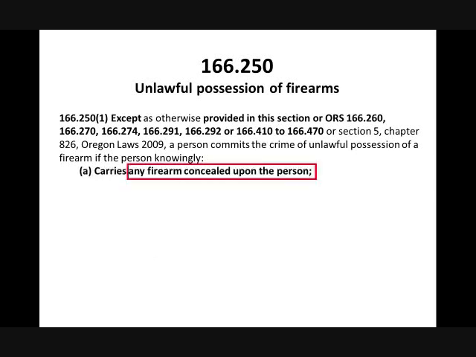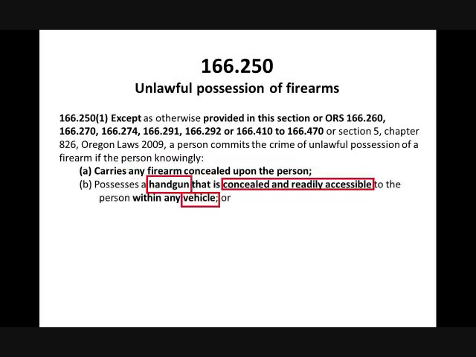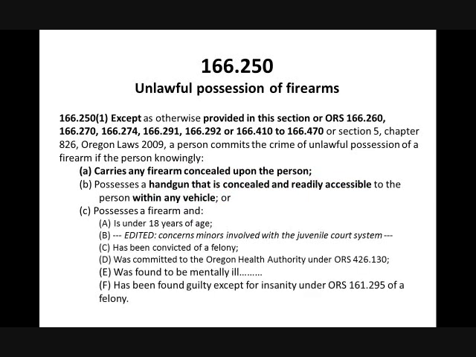If you carry any firearm concealed upon the person, so that's any firearm, long gun, handgun, anything concealed on your person, you're in unlawful possession of a weapon, firearm. Or if you possess a handgun that is concealed and readily accessible to you within any vehicle, or you possess a firearm and you're under 18, and then there's minors and a few other things. So the big one is you can't carry a firearm concealed upon your person, and you can't possess a handgun that's concealed and readily available in a vehicle.